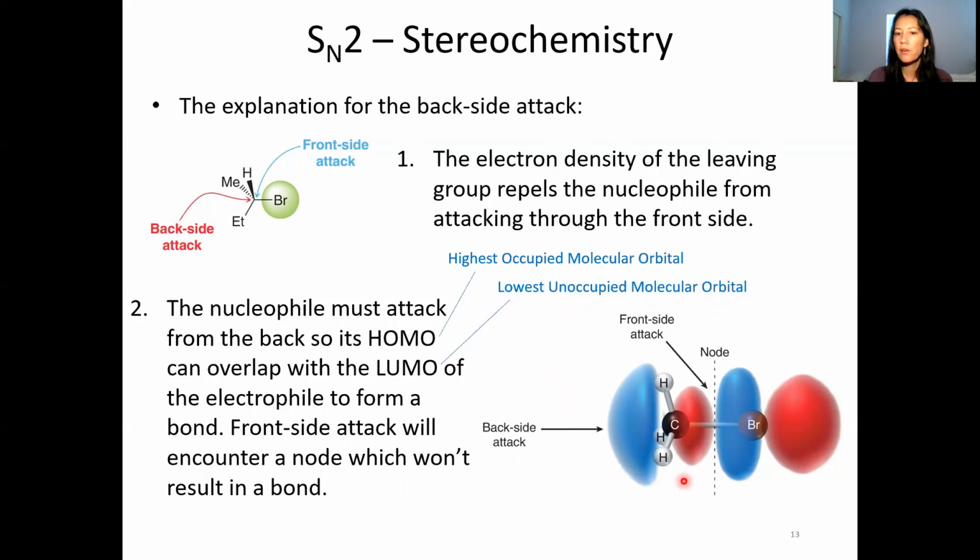So for your alkyl halide, it looks like this. This is your LUMO, your lowest unoccupied molecular orbital, and basically it's going to interact with this lobe here. So backside attack allows you to attack here. Front side attack would have been blocked because you have this node here as well. So you could think of it as both ways. This electron density and the repulsion doesn't want to come here on the front side, and then the node here for front side attack as well.